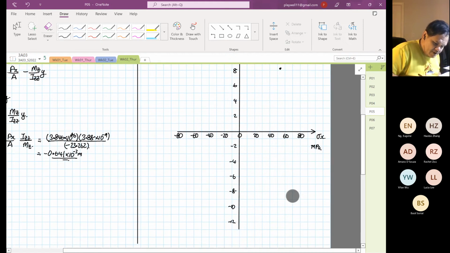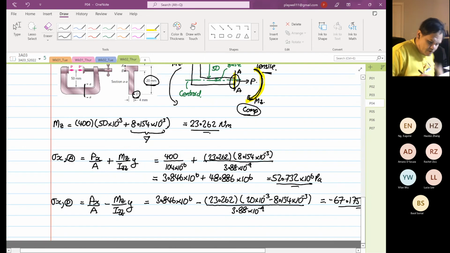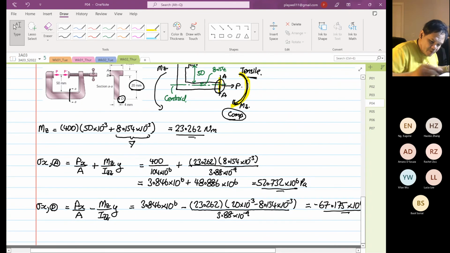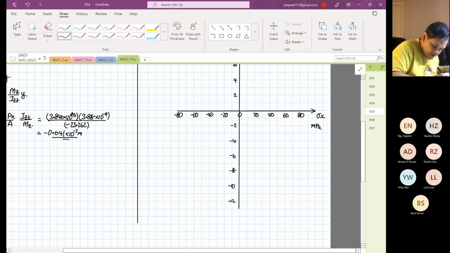Okay, and then the next point is at 20 minus 8.154, which is 11.846. So that point is 11.846 and 67.175. So 67, and 11.846. So it's somewhere around here. Okay, as I say, this is eyeballing.